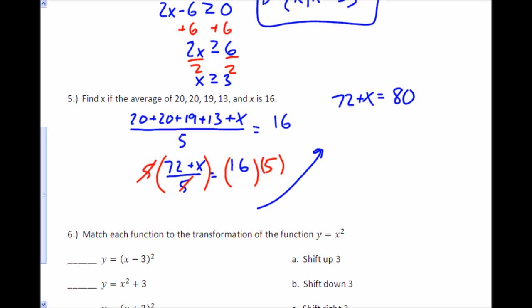And now to finish solving this, I'm just going to subtract the 72 from each side. And I find out that x equals 8. Okay?